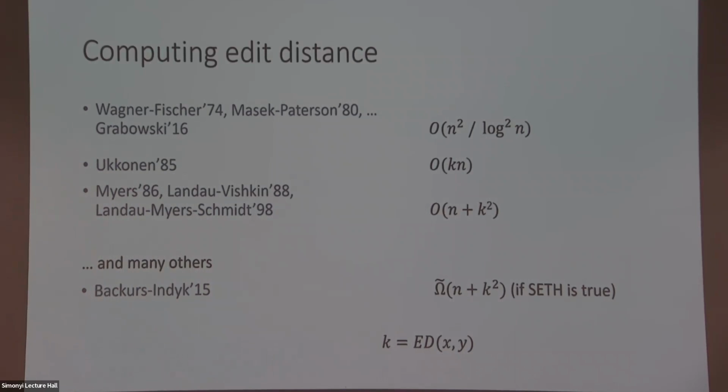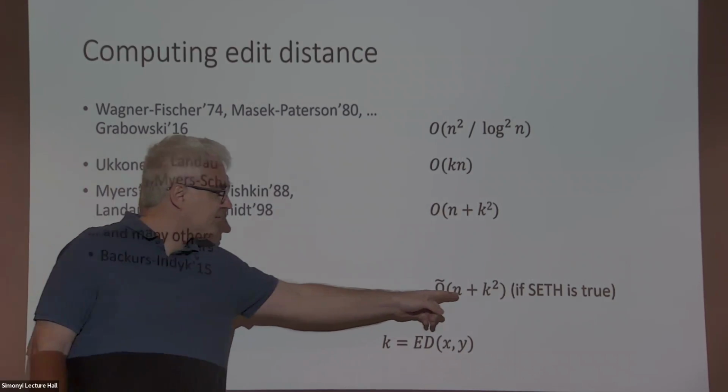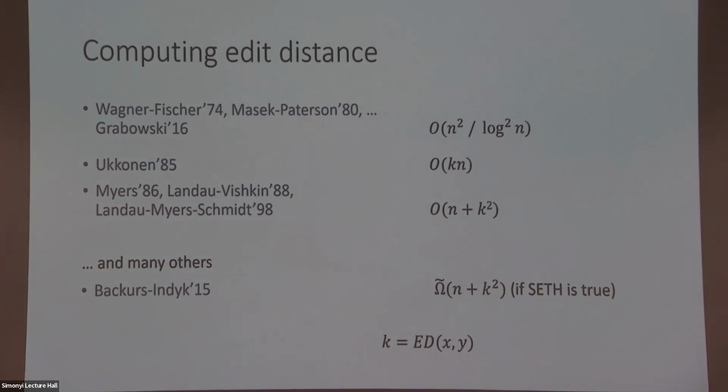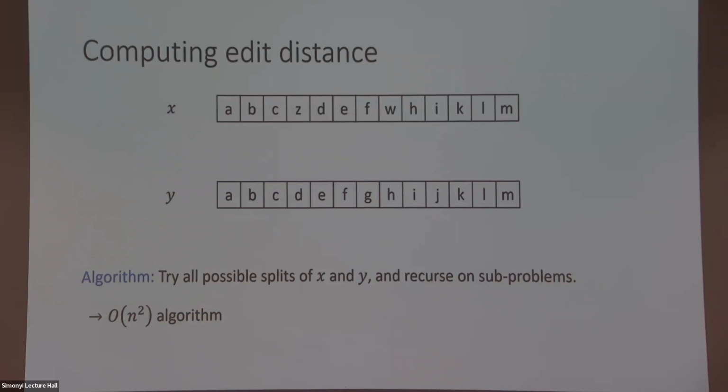And then in 2015, there was a breakthrough result by Backurs and Indyk, and they show that you cannot really do much better. So these algorithms are basically optimal. This n plus k squared, you cannot improve it except maybe shaving some extra logs. And there is a good reason, and this is under the strong exponential time hypothesis. I will show you in a minute what it says.